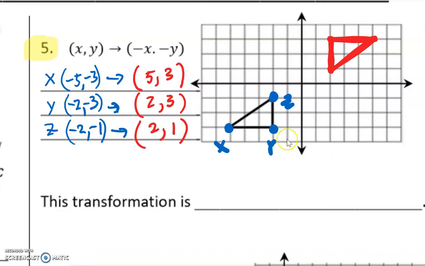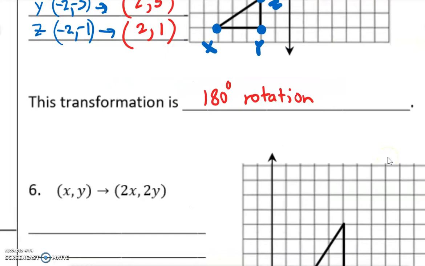And you can see this is a rotation of 180 degrees. So if I also label them, we're going to call this X prime, we'll call this Y prime, and Z prime. It says the transformation is, we would say, 180-degree rotation. So that's what you're doing for the other problems, 3, 4, and 6.